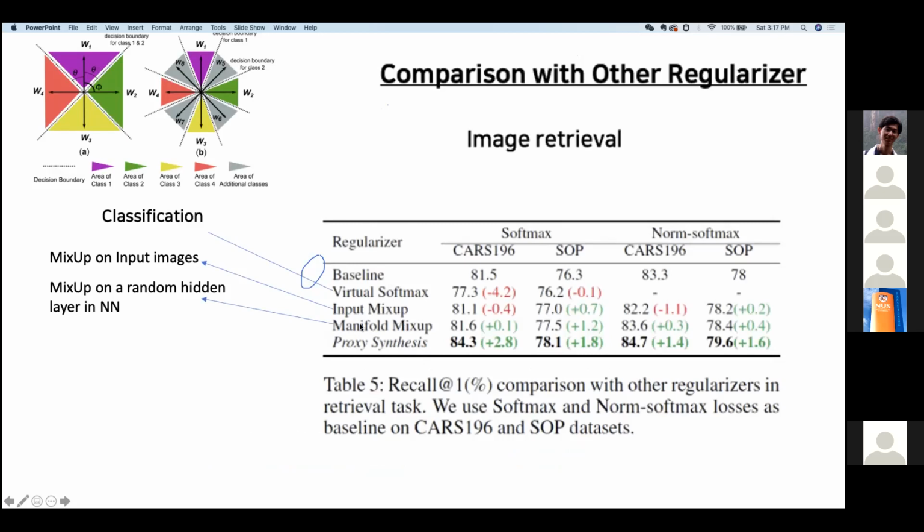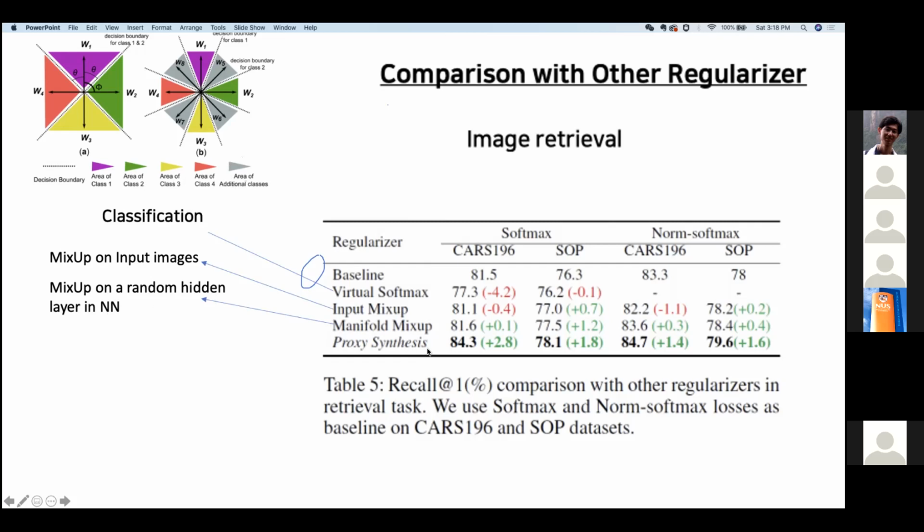Because proxy synthesis is actually like a data augmentation technique, it's possible to compare with other kinds of regularizers. The first one is without any regularizer. The second one is using virtual softmax, where they insert an additional class between every decision boundary, and they train the classification network with 4+1 classes. The second baseline is input mixup, where they mix up the input images. The third one is manifold mixup, where they first randomly sample a hidden layer in the neural network and do the mixup.